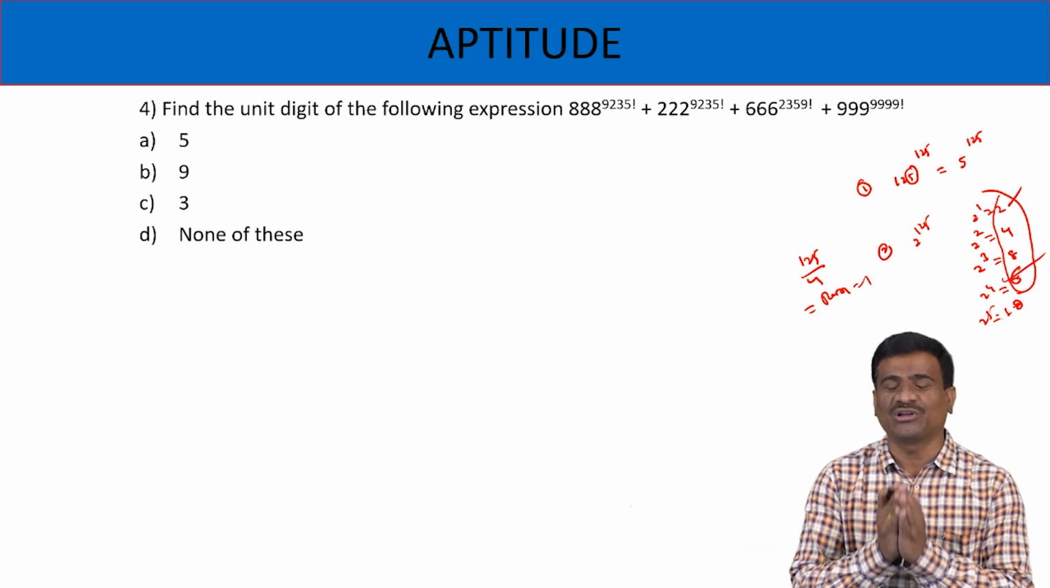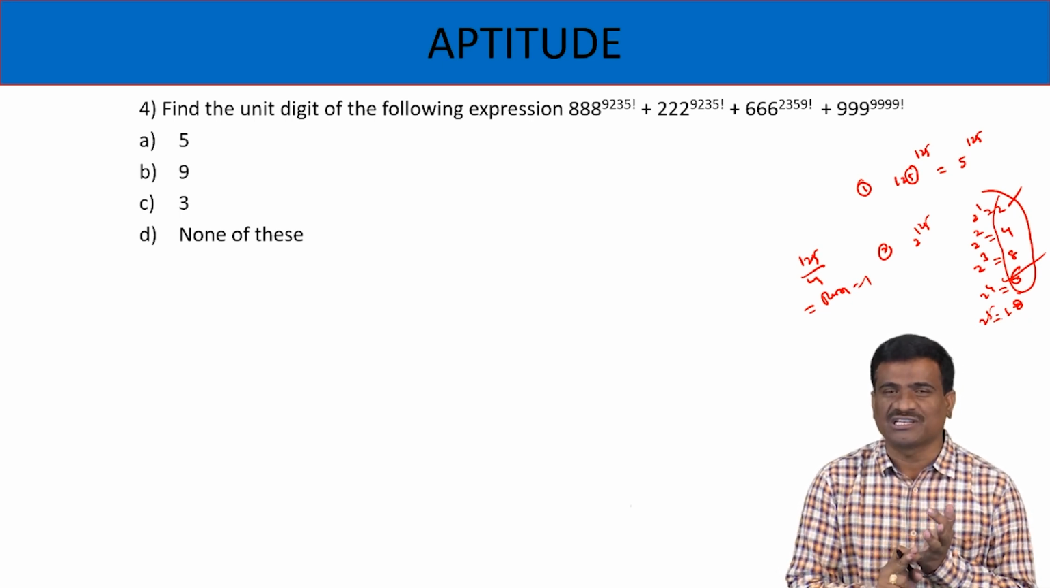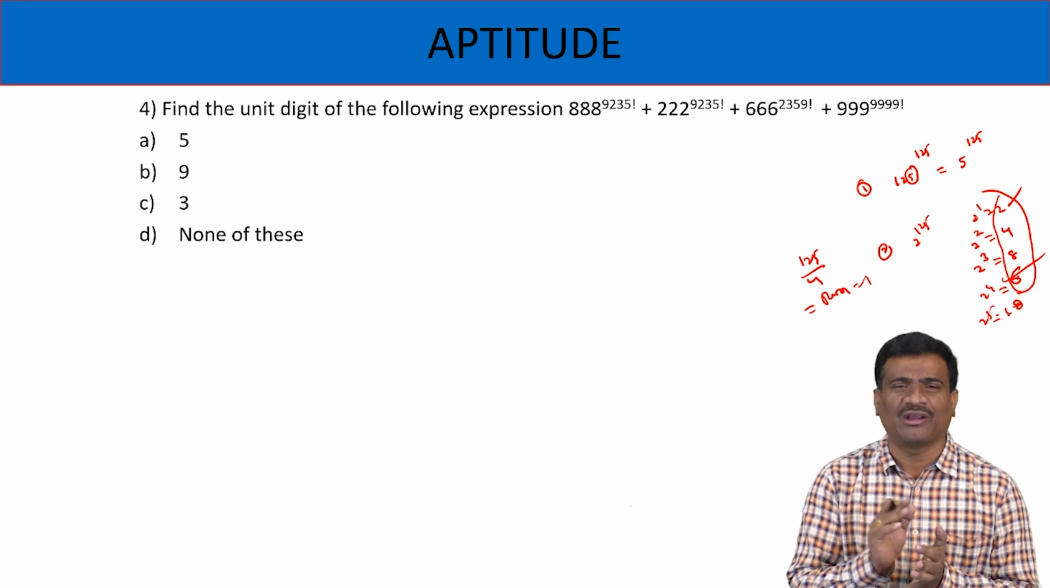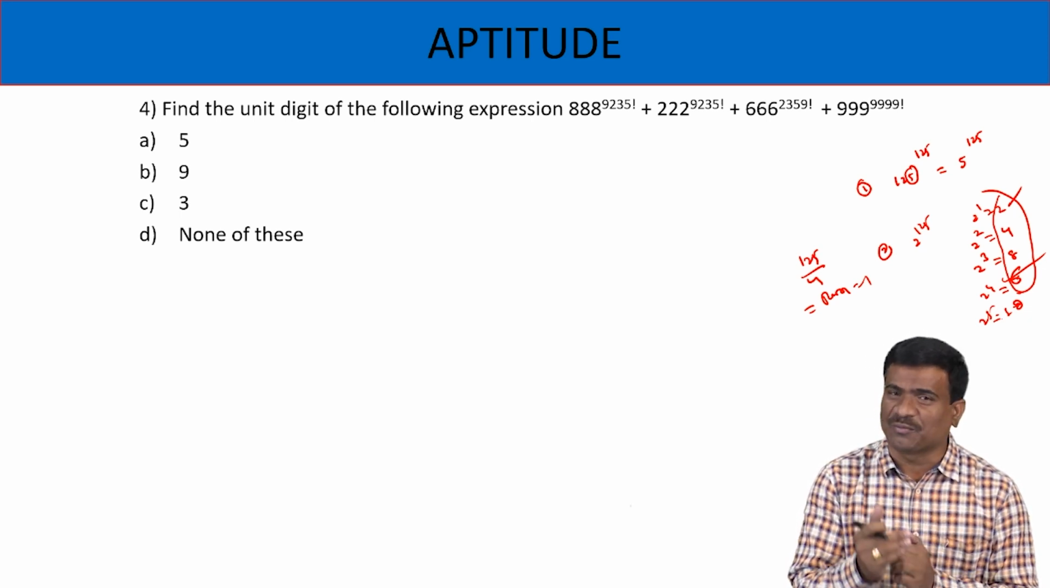This is about the third concept. First concept: the same number. Second concept: check the power, even number and odd number. Third property: verify only 4. That is called cyclic repetition.